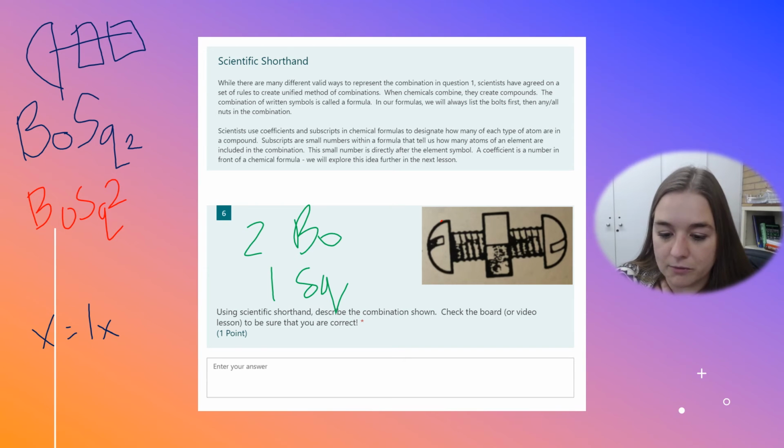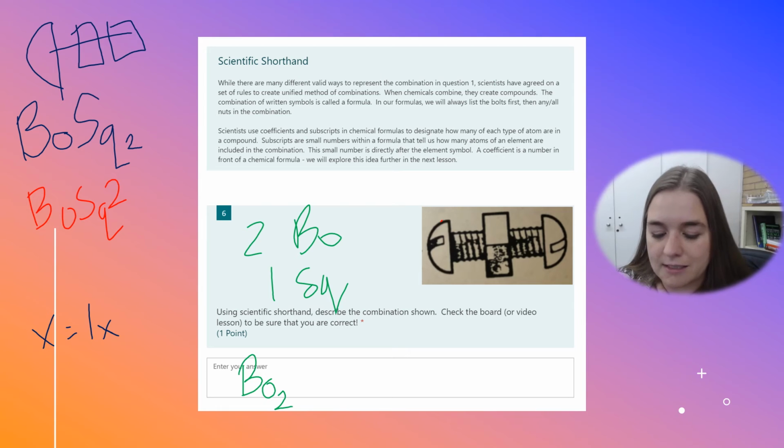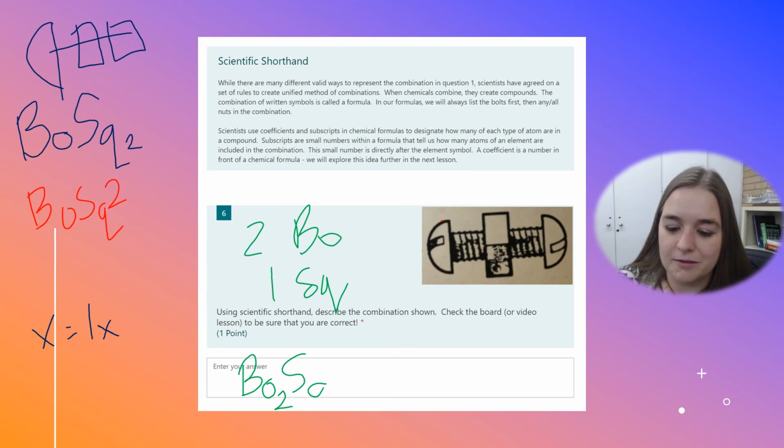I'm going to list those bolts first. And I have 2 of them, so that subscript 2 goes after my BO, and then I'm going to include the square nuts. When you're ready, hit next so you can go on to the next slide.